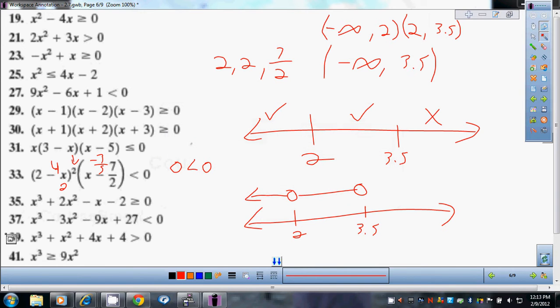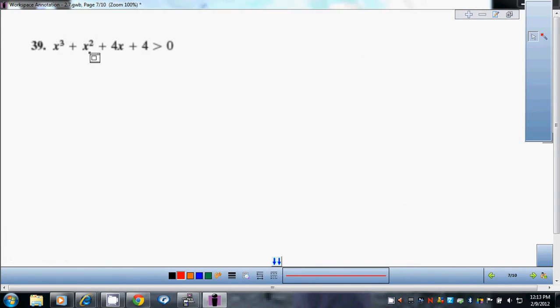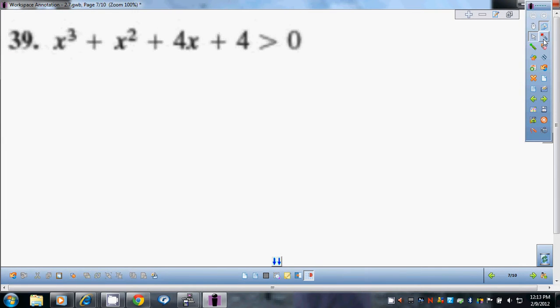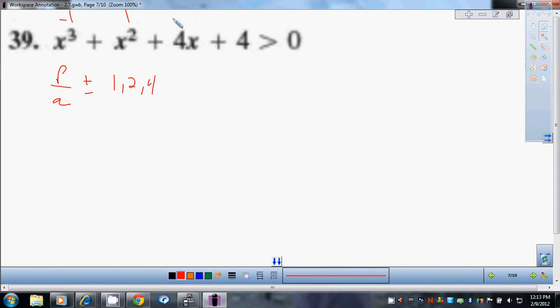Let's practice the skills we learned earlier in this chapter. You're right. The P's over Q's would be plus or minus 1, 2, and 4. So we're looking for one that works. Let's try -1. It'd be -1 plus 1 minus 4 plus 4. What do you do? -1 works. So let's take it out.